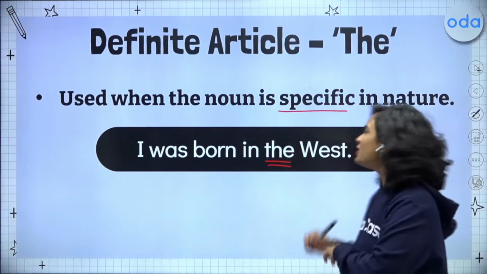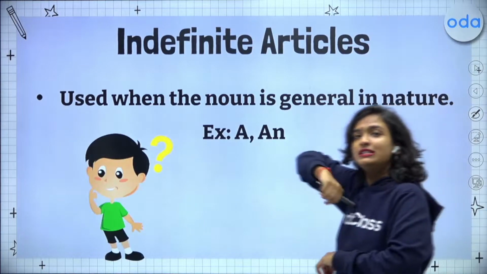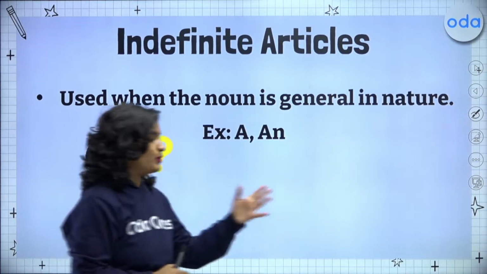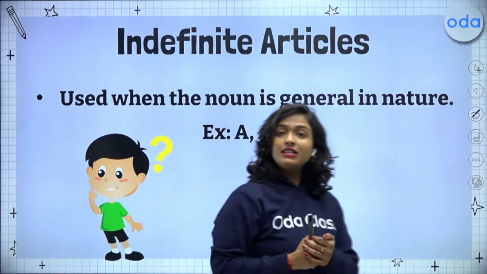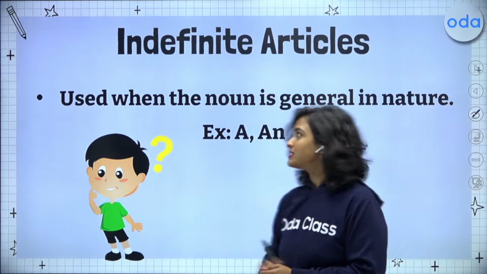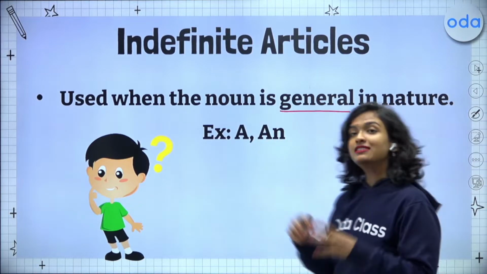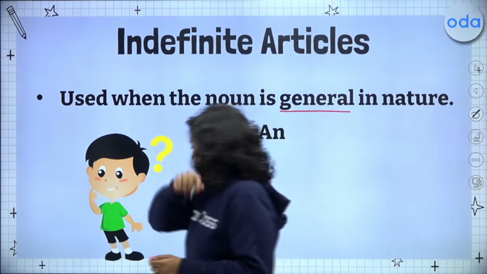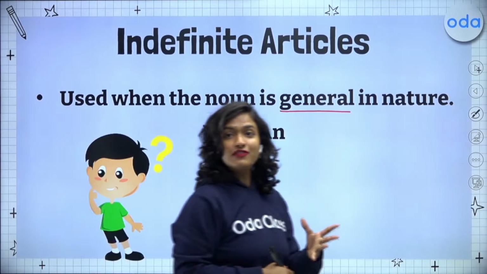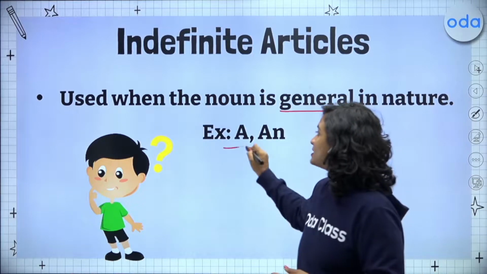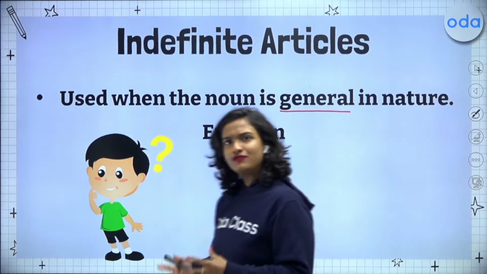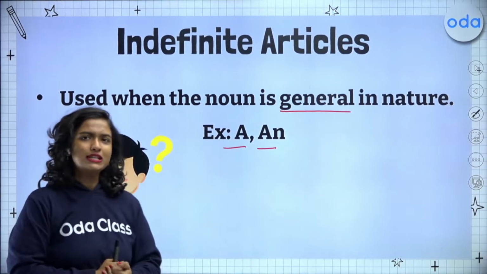Okay, so what is the opposite of definite article, students? Of course, they are called indefinite articles. Now, we use definite articles to show that something is specific in nature. On the other hand, we use indefinite articles to show that something is general in nature. Now, we have two indefinite articles, right? First one is a, and then we also have an. We will talk about the difference between these two in just one second.